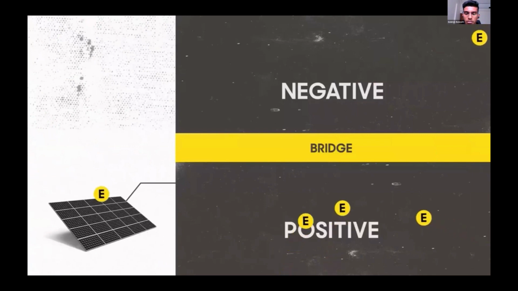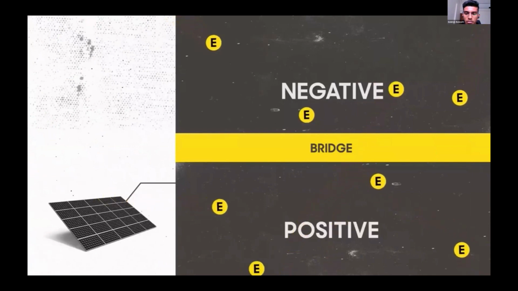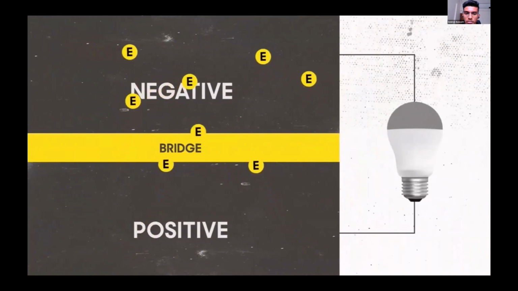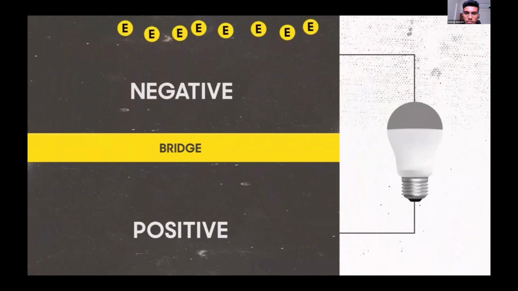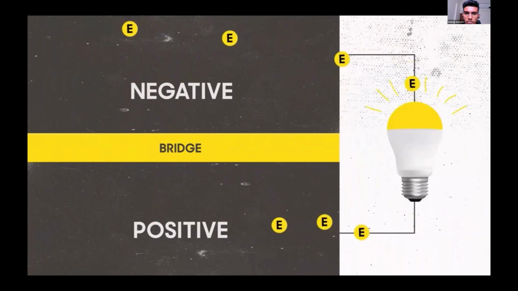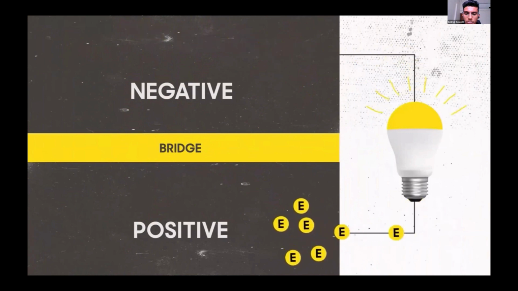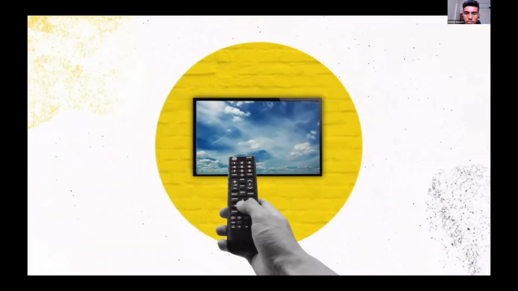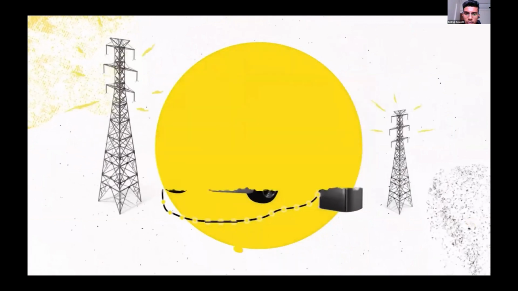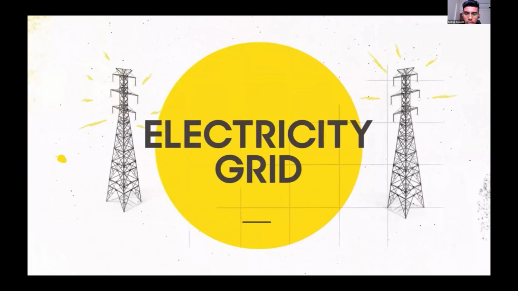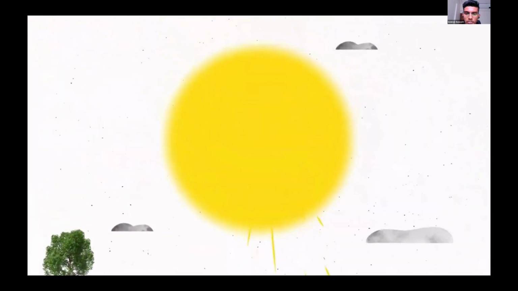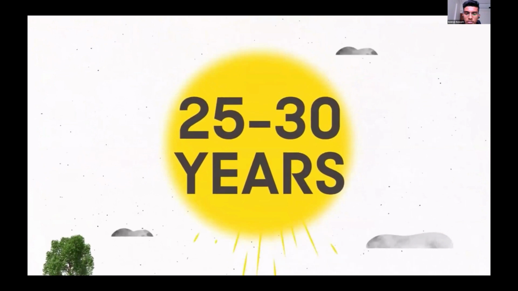However, a bridge between the two layers only lets electrons cross in one direction, from positive to negative. So instead, the electrons are collected by conductive metal plates that move them from the solar cell into a circuit where they flow freely as electricity. This electricity can be used in your home, stored in a battery or electric car, or exported to the electricity grid. Standard solar panels will generate 100% renewable electricity for 25 to 30 years.